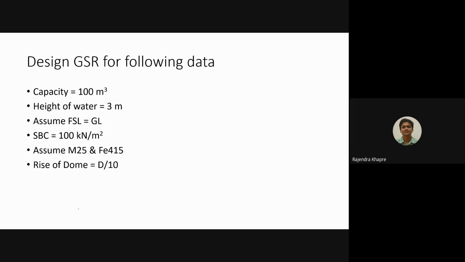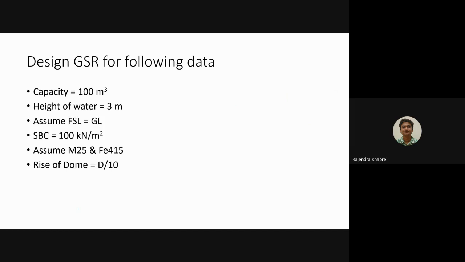Then FSL is equal to GL. FSL means whenever the water is full, the level of the water is the same as the ground level. So water in the tank can reach up to the ground level only, not above the ground level. Then the SBC of the soil is given to you as 100 kilonewtons per meter cube. Definitely, on the site you have to go and find out the SBC using experimentation, and that value you have to use. So this value is given over here.